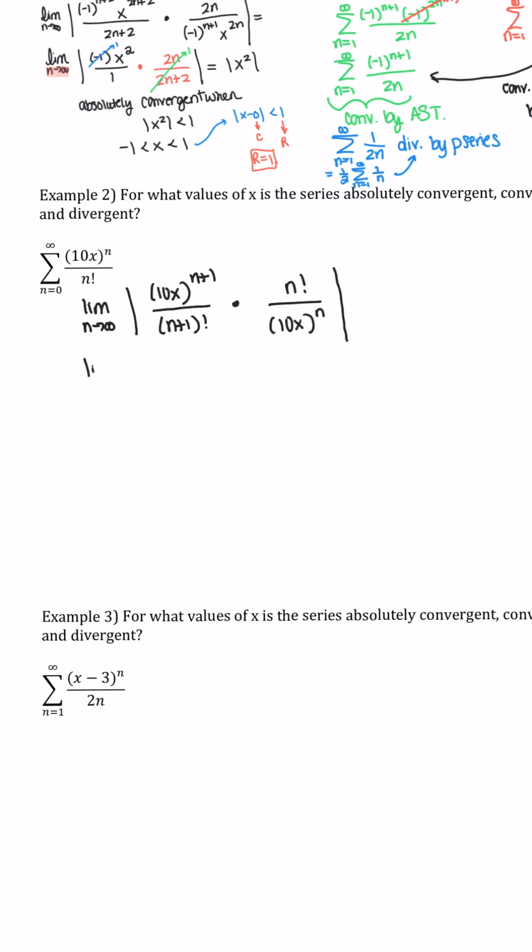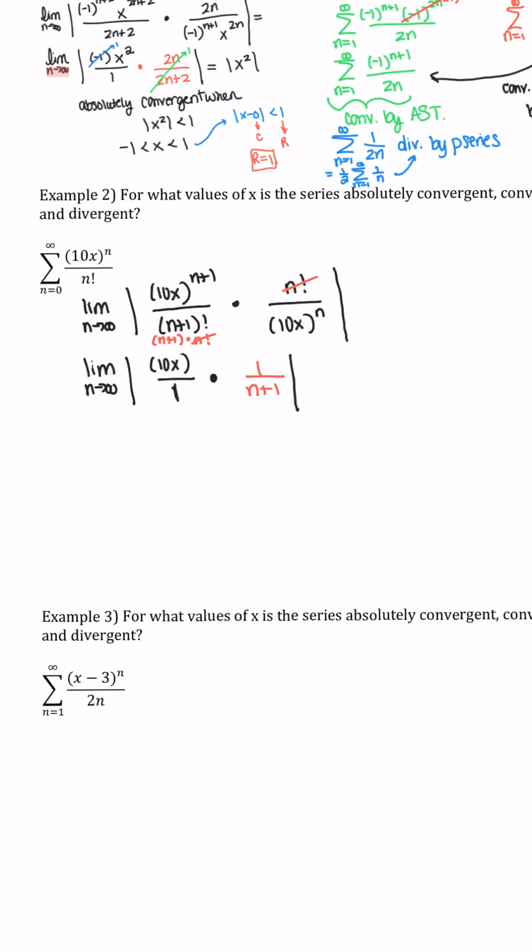And now we'll start cleaning that up. So first I'm going to look at anything with an x. So I'll have the 10x to the n plus 1 over 10x to the n. And when I clean that up, I just get a 10x raised to the first power. And nothing left in the denominator. And now I'm going to look at those polynomial n's because I know those are really going to drive that limit. So if I have n factorial over n plus 1 factorial, remember that n plus 1 factorial is n plus 1 times n factorial. So these would cancel, and I would just be left with 1 over n plus 1.